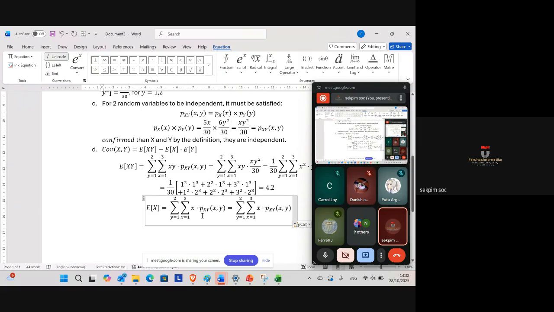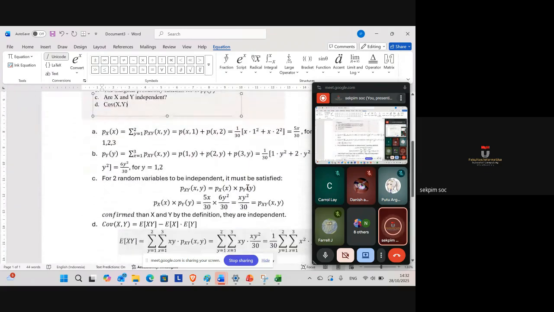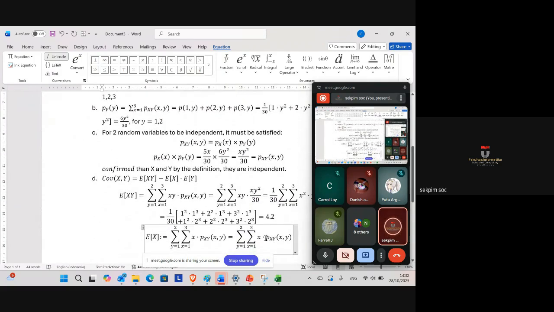Okay, let me show you something. So this is the definition of the expectation of x. And you see what is pxy? Pxy is x y squared over 30, right? X y squared, small y.